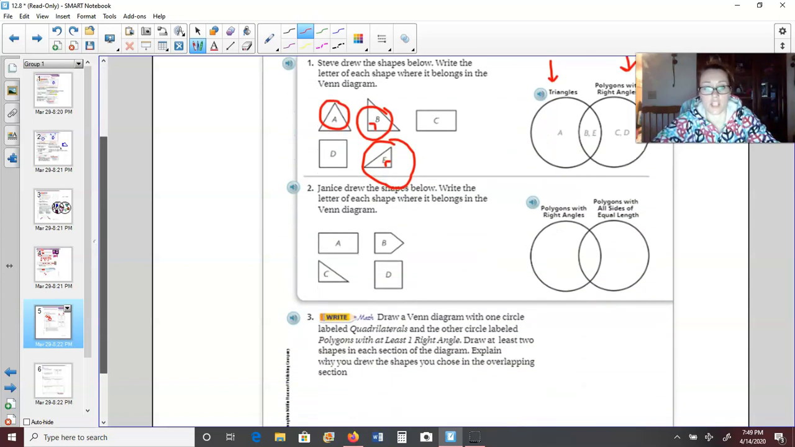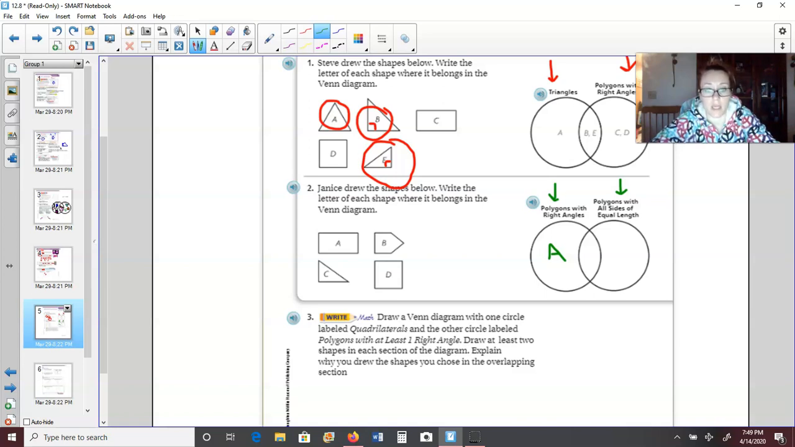All right, now we have Janice, and she drew the shapes below, and we need to put the shapes accordingly in their correct locations of the Venn diagram. So we have polygons with right angles, so those perfect corners, and then polygons with all sides equal. So I'm going to look first for the right angles. A has right angles, but does it have all equal sides? No, so it only goes in the first part of the Venn diagram.